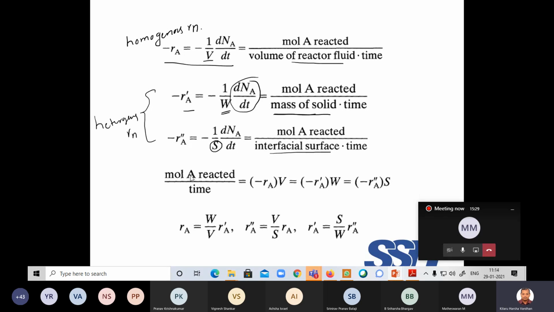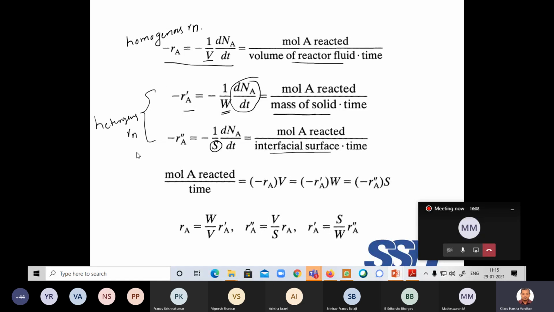So you can rearrange, because moles of A per time is nothing but dNA by dt. If you equate all this, it is nothing but minus RA into V, that is equal to, because the dNA by dt is the same, minus RA dash into W, that is equal to minus RA double dash into S. So knowing the unit of one rate, you can calculate the unit of another rate, knowing your V and W, right? That is what he is giving here. This we already discussed in CRE1, right?